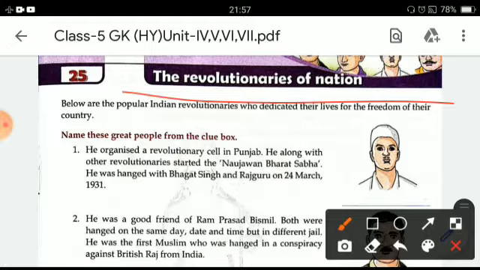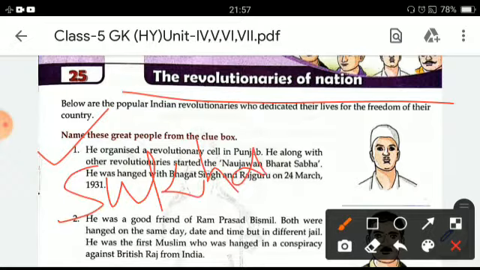The first one is, he organized a revolutionary cell in Punjab. He, along with other revolutionaries, started Naujawan Bharat Sabha. He was hanged with Bhagat Singh and Rajguru on 24th March 1931, and he is Sukhdev Thapar.